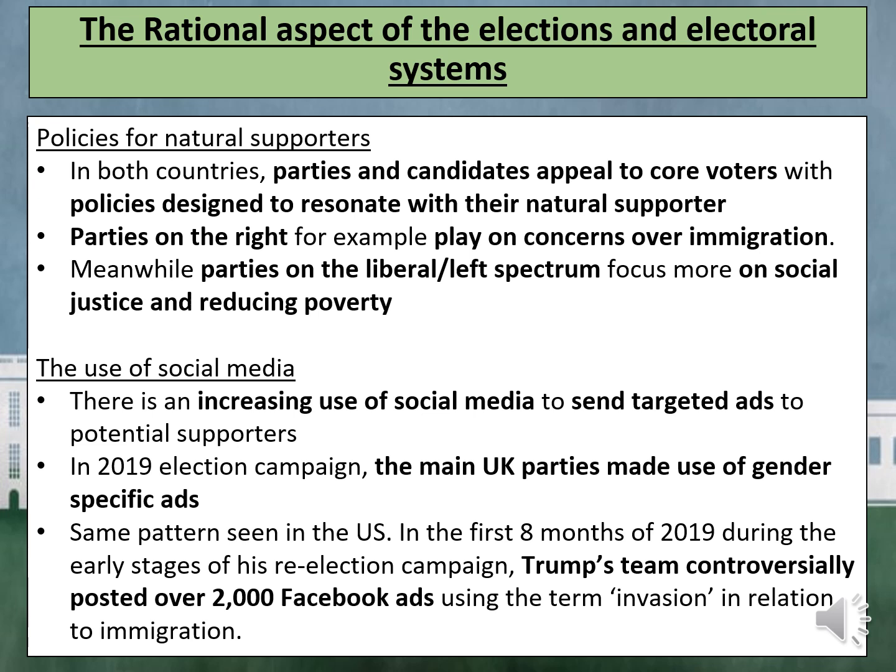The same pattern has been seen in the US. In the first 8 months of 2019, during the early stages of his re-election campaign, Trump's team controversially posted over 2,000 Facebook ads using the term invasion in relation to immigration.